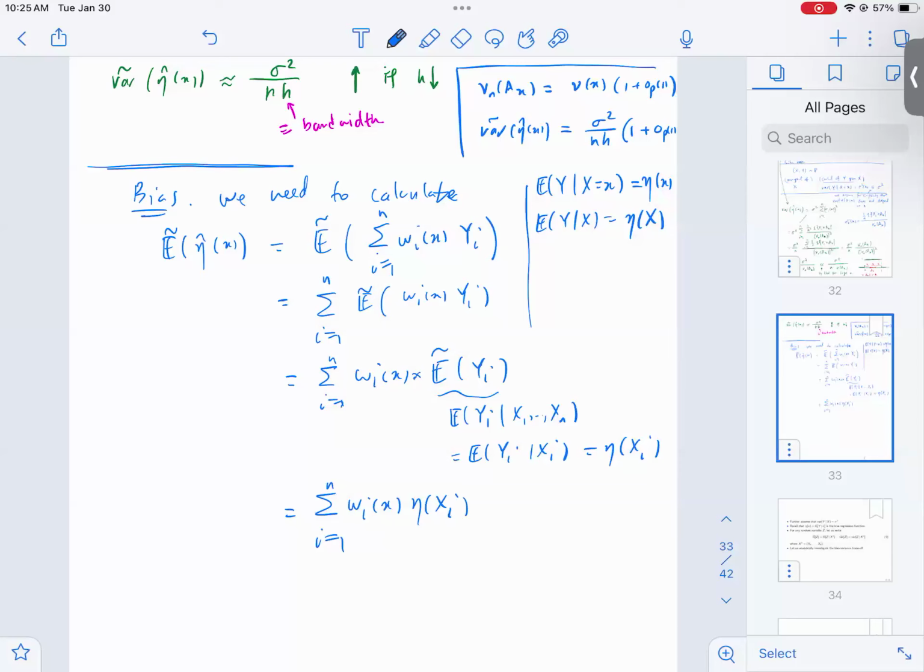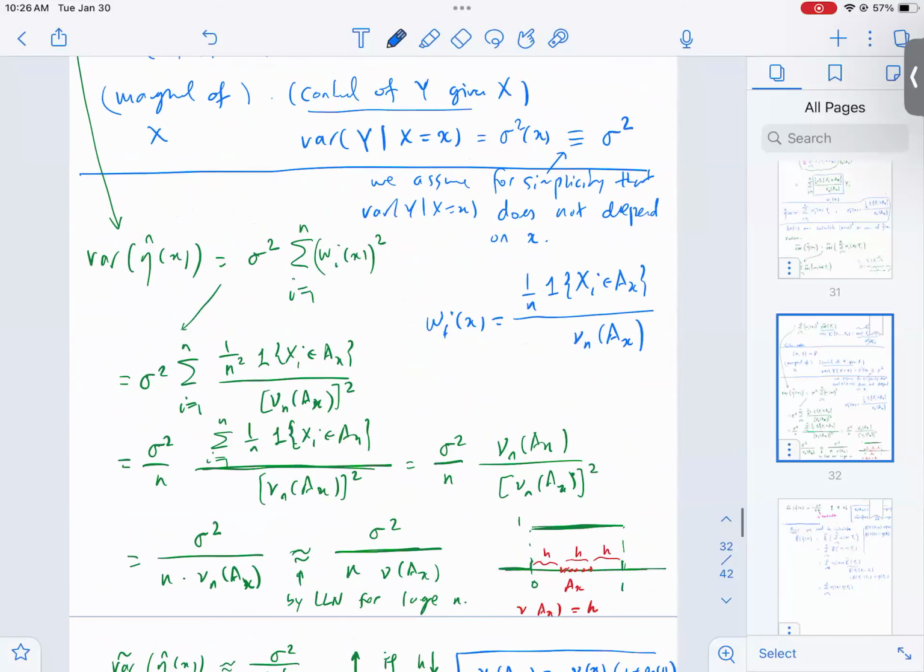Well, good. So far, so good. I want to do a little bit more. So we have these weights, right? And I can plug this into that quantity.